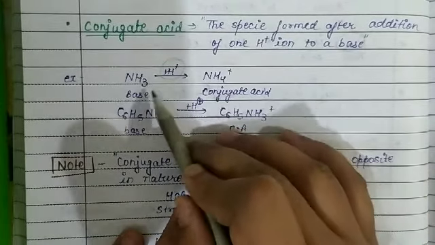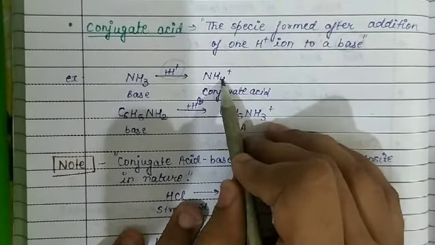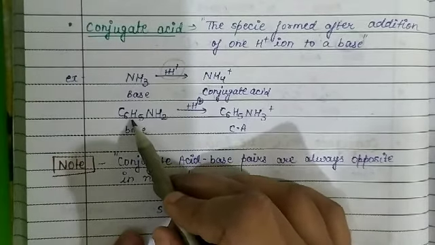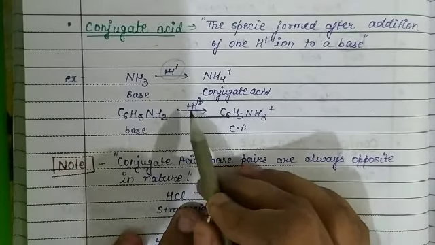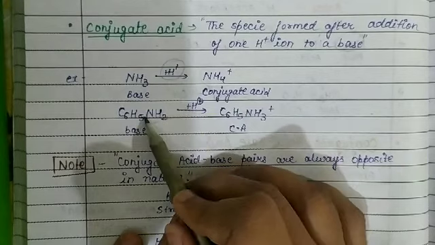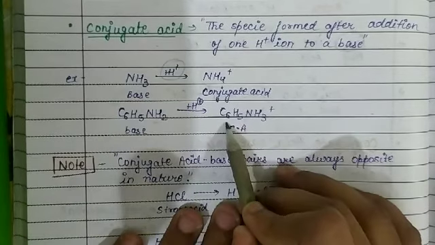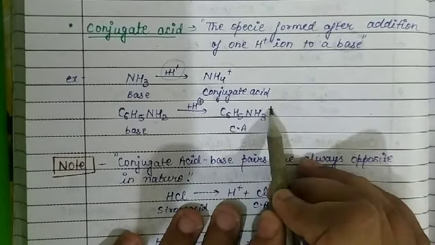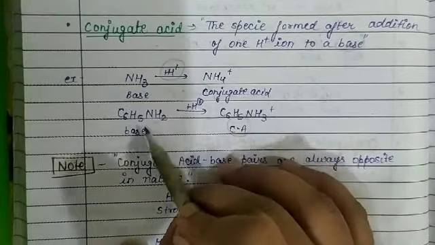So base and conjugate acid pair. For example, C6H5NH2 is also a base when it accepts H+. So after gaining H+, it forms C6H5NH3+. So this is the conjugate acid of this base.